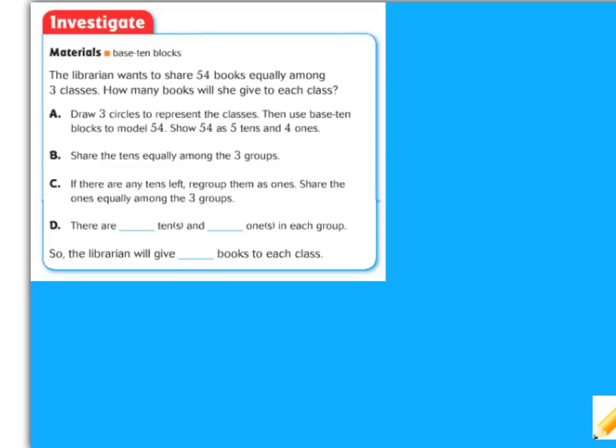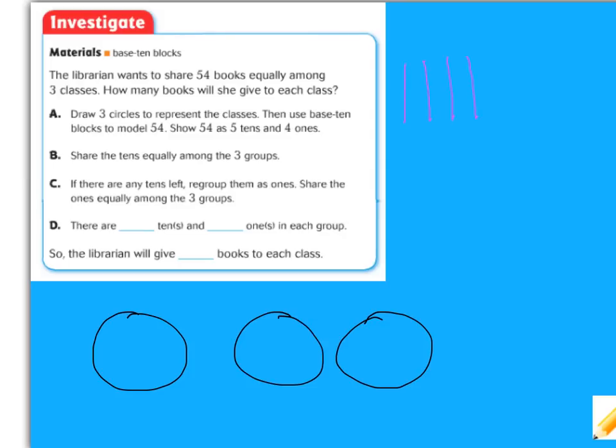So, first, we're going to draw our 3 classes down here. Then we're going to draw our 54 books. So this would be 10, 20, 30, 40, 50. And our 1s will be 1, 2, 3, 4. So this represents 54. I'm now going to share these 10s, 10, 20, 30. I've used those, so I'm going to take them away. I now have 2 10s left.